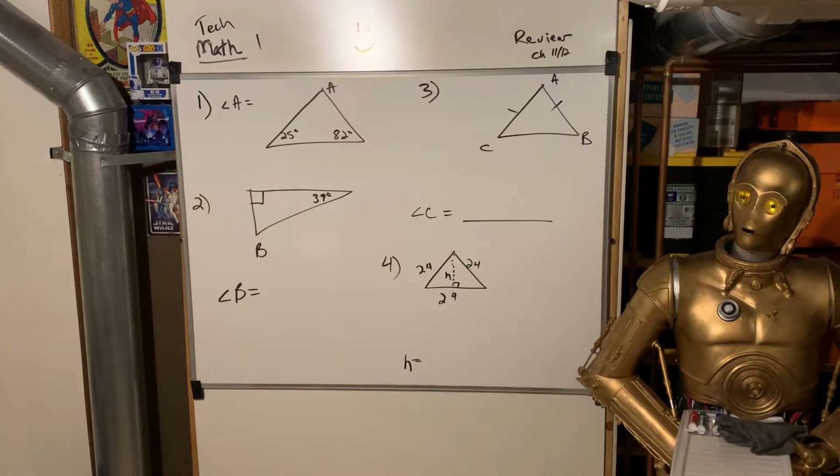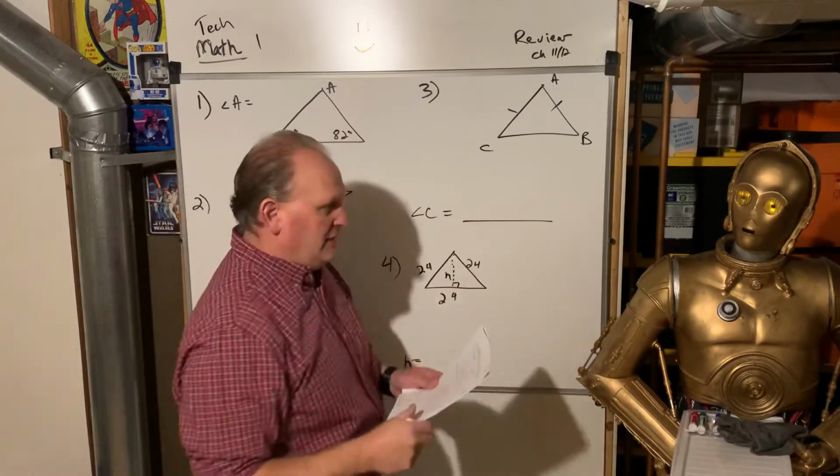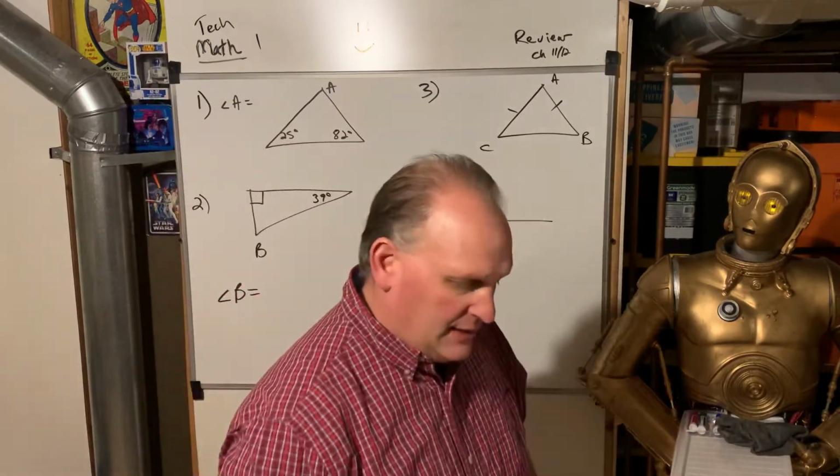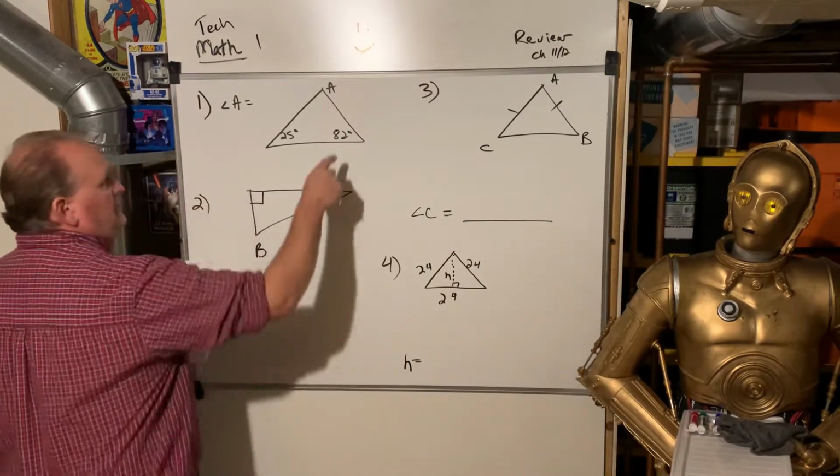Okay, we are back. This is Techmath1. We're looking at the review for the Chapter 11-12 test. And here goes. We're finding the missing angle.